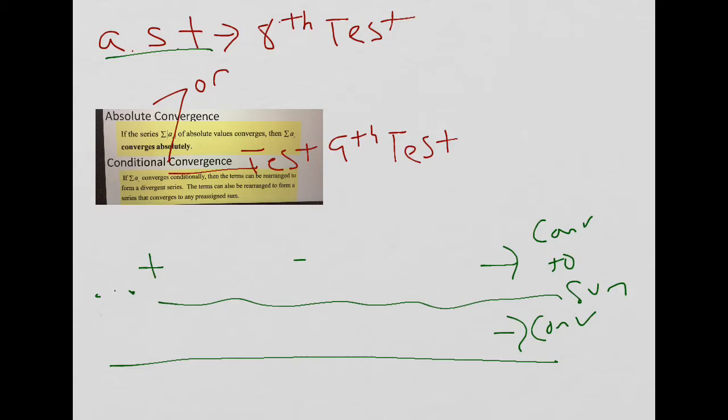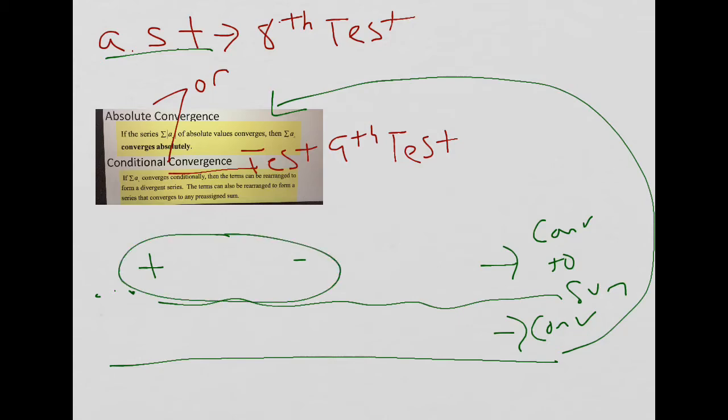So that's what we mean by absolute or conditional. Is it converging because of the negative and positive terms, or would it converge regardless? If it converges regardless of the terms, it's an absolute convergence. Is it because of those positive and negative values? Then it's a conditional convergence.